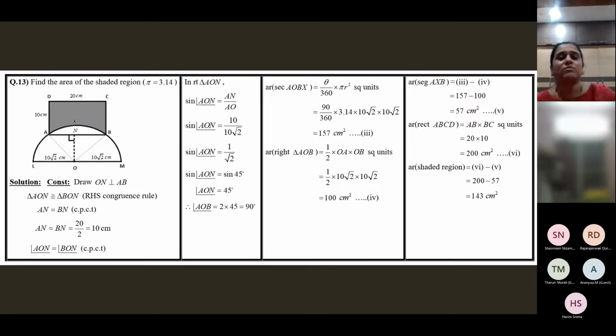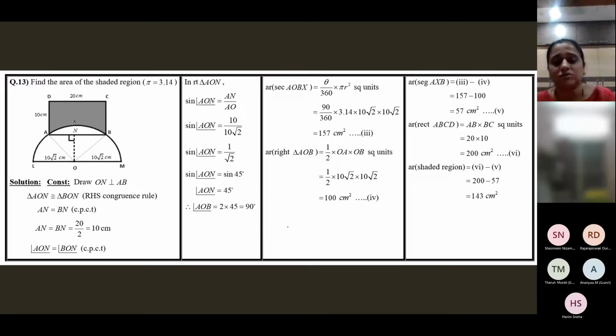And the number of revolutions, distance covered, that formula is very important. And the other thing is, everything should be in the same unit. When you find the distance covered and the circumference, all that should be in the same unit. That's very important.